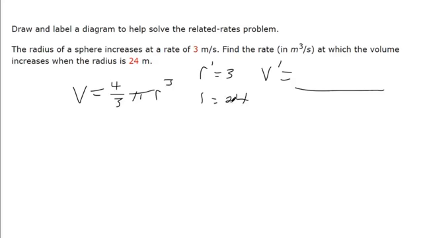Now the temptation is to just plug all this information in, but what we actually need to do first is find out a formula for V prime. We need to take a derivative of this with respect to a variable that's not explicitly written here. S isn't written anywhere in this formula, right? But S is underneath everything.